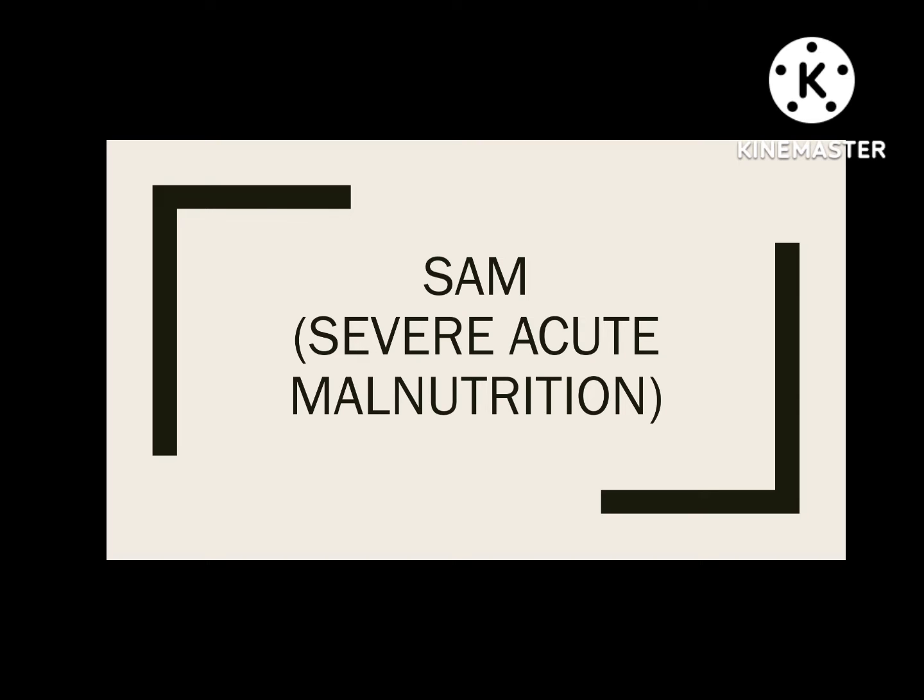When classified according to the severity, it can be moderate and severe. Severe malnutrition is when the Z-score is less than -3 standard deviation, and moderate is when the Z-score is between -2 to -3 standard deviation.